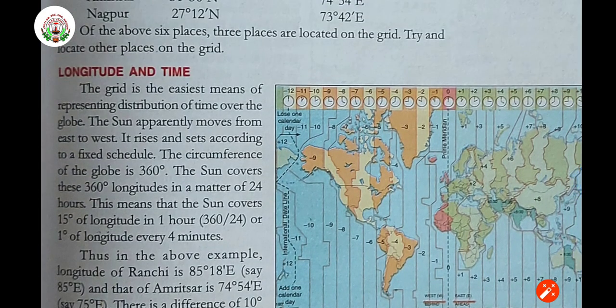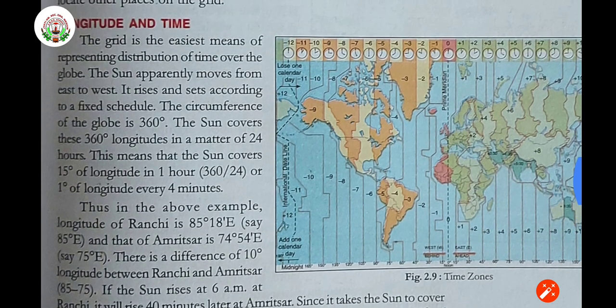Now, longitude and time. See, the grid makes it easy to find places. Now, it is the easiest means of representing the distribution of time over the globe also. It is very important. The sun apparently moves from east to west. That we all know. It rises and sets according to a fixed schedule.